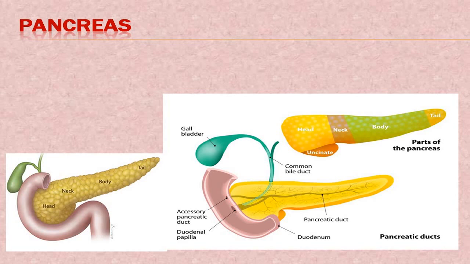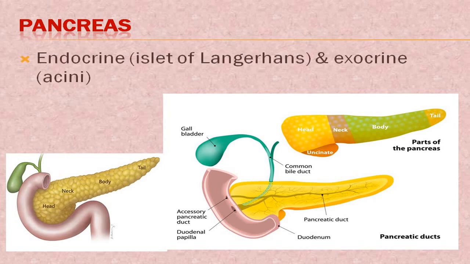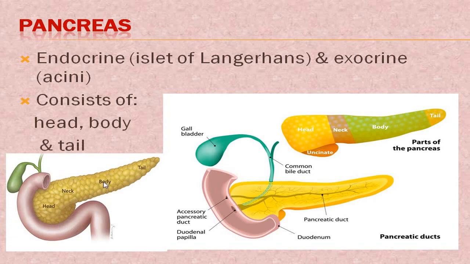Now the third accessory gland is the pancreas. The pancreas has a dual function, that is endocrine as well as exocrine. Structurally, the pancreas consists of a head, which is present in the curve of the duodenum as you can see in this figure, and then it consists of a body and tail, which is present towards the spleen.